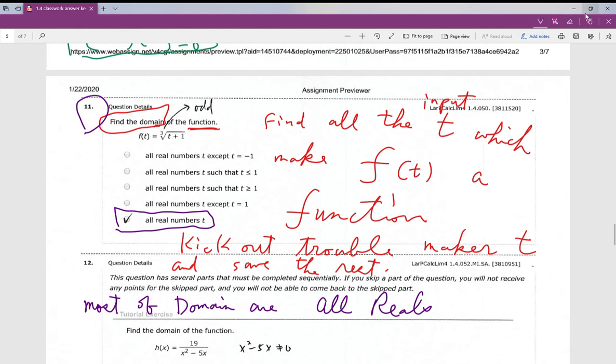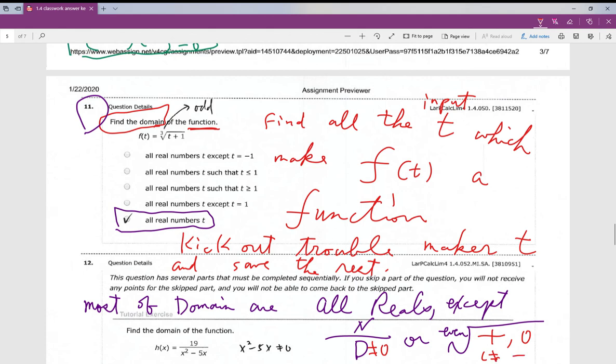Except what? Except when you have a denominator or when you have an even root. Okay. Why? You have to pay attention to those domains because the denominator needs to be not zero. You need to kick out whatever input makes a denominator equal to zero. And the inside of the even root needs to be positive. Positive or zero is fine. So you need to kick out whatever is negative. So not negative. Okay.